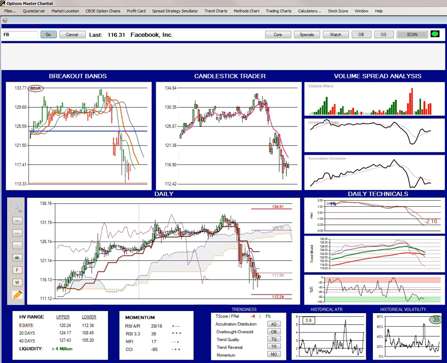In this video, we're going to cover how to use the 10-minute charts for timing. Right now, we have a chart of Facebook up on the market location page. And Facebook, which has been a stellar performer for several months, has had a fairly severe pullback down to the bottom of the range. So it's something that we might be interested in.